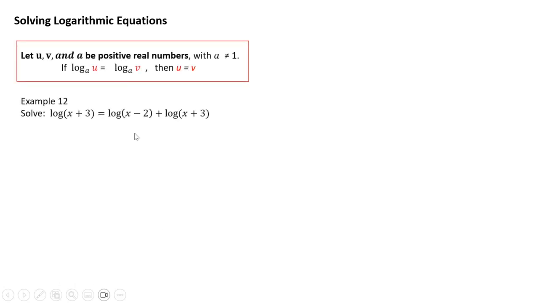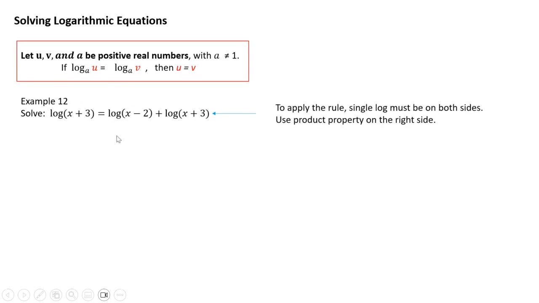Again, same property. Let's do another one. Now, example 12. You cannot apply the rule first, because they have to be a single log on both sides. So we're going to be applying one of the properties. When you have a plus, we're going to multiply these by putting them together.